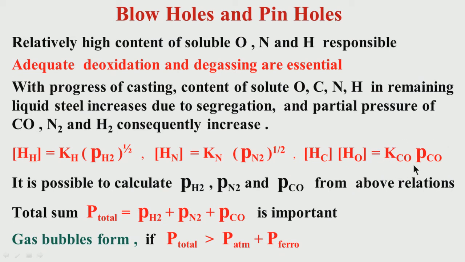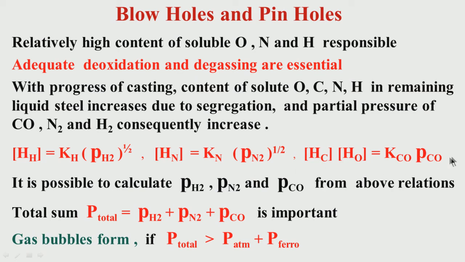So, what is happening? If you have more hydrogen, nitrogen, carbon and oxygen in liquid steel, you have more partial pressure of hydrogen, more partial pressure of nitrogen, more partial pressure of carbon monoxide, which is coming out in the form of gas bubbles in the solid.